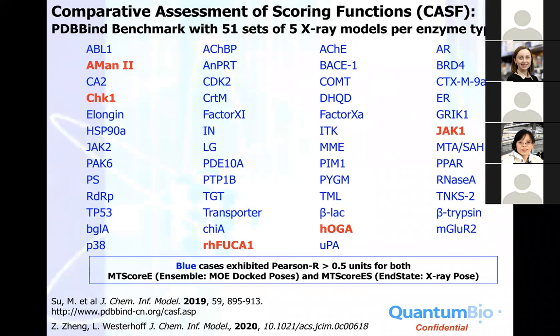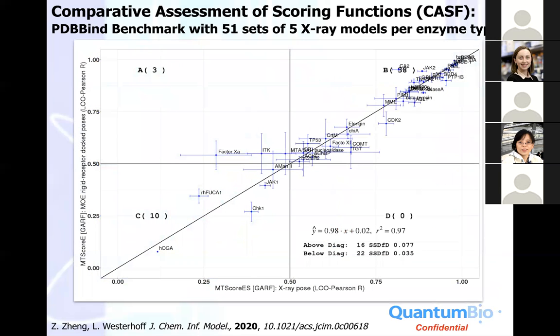In terms of that, this is just a quick little breakdown. Everything in red would be the ones that were in that lower left-hand quadrant. Everything in blue is up in the upper quadrant. Now here's where it gets interesting, though. We like to see that most of them were up here in this quadrant. But there were a few that end up being in this quadrant. And what this means is the ensemble actually did better than the X-ray poses.